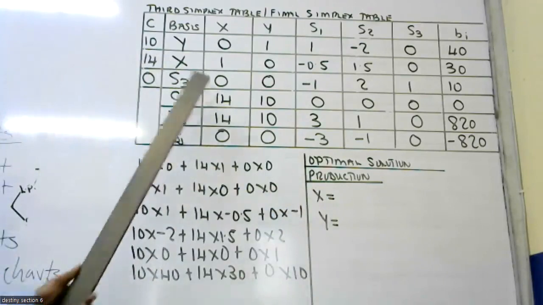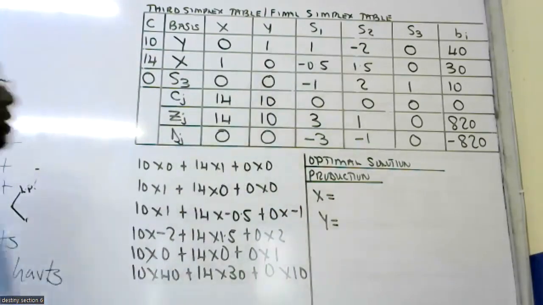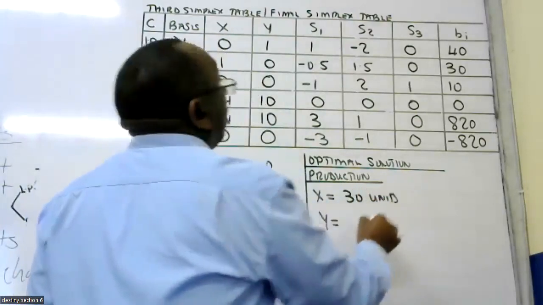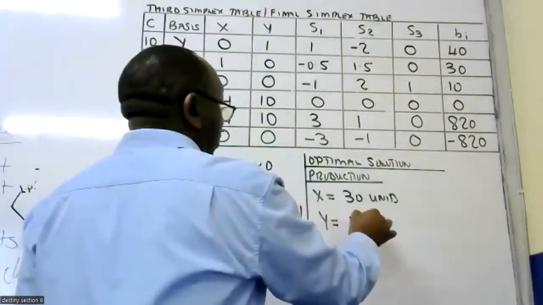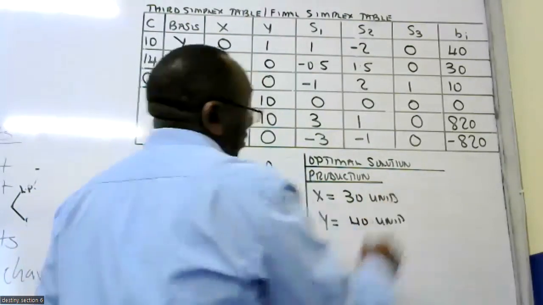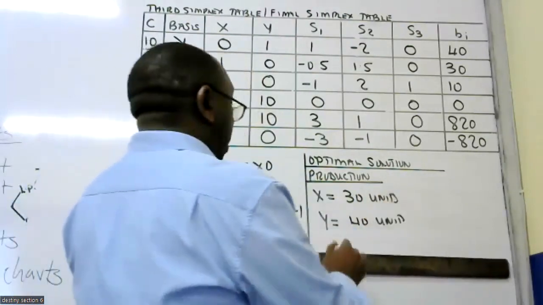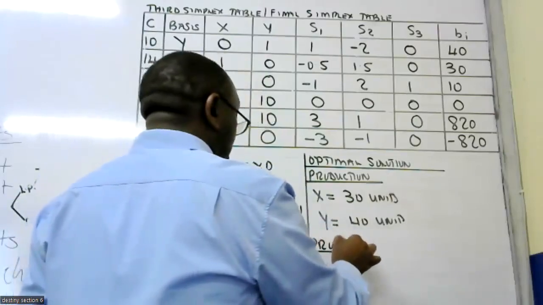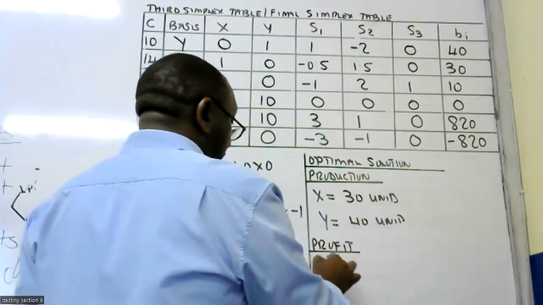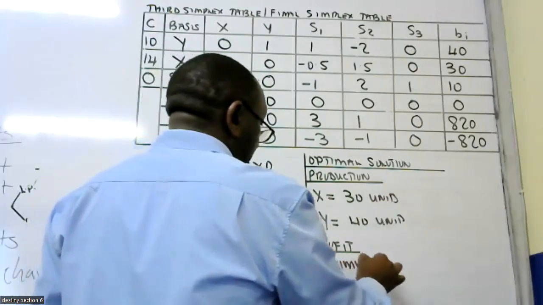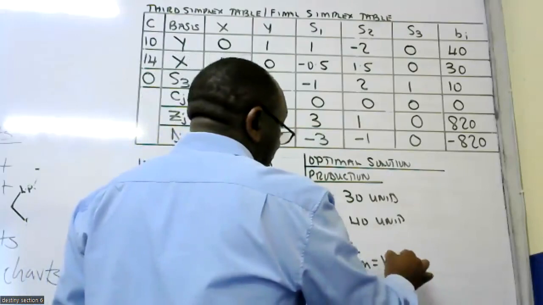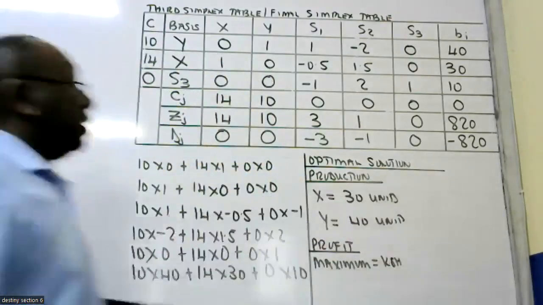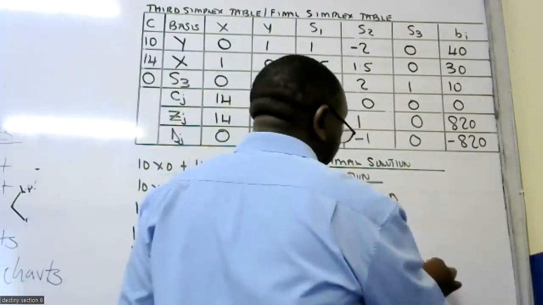Sasa unakuja unatafuta X, unakimbia huko mwisho, unapata iko na 30 units. Y iko na 40 units. The second thing you should tell us is the profit. And here we have maximum. So the maximum will be this value that is down here, 820.